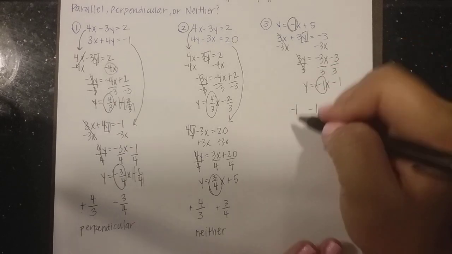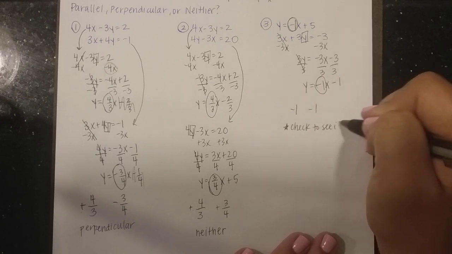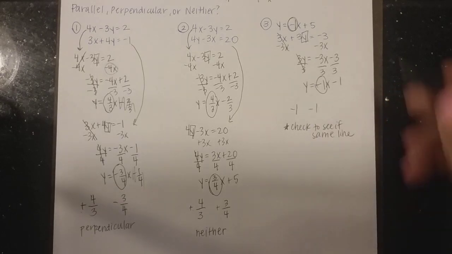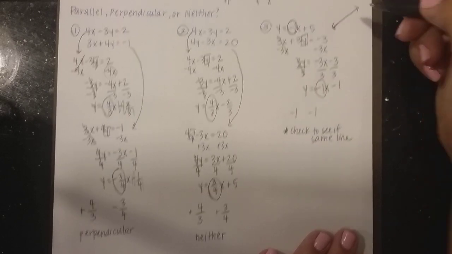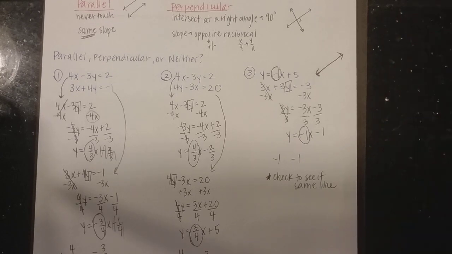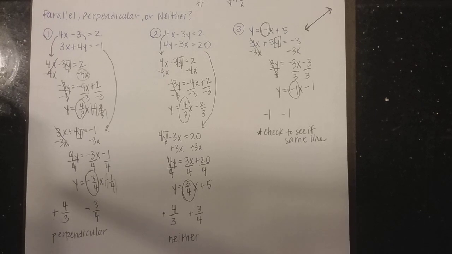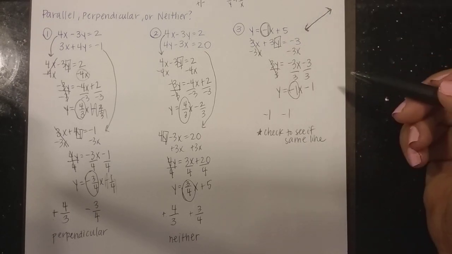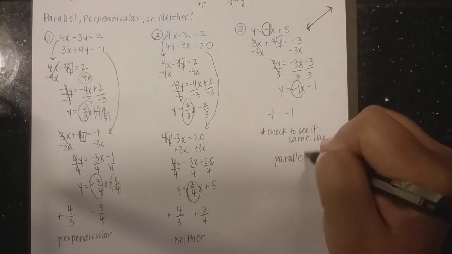slope, I do have to check for one thing. I have to see if it's the same line. Okay, because if I have two lines that are the same, that means instead of them being parallel, they're actually right on top of each other. So that's not parallel because it's the same line, but you only have to check this if your slopes are the same. So my first equation has a +5, my second one has a -1, so this one's not the same line. So we can go ahead and call these parallel.